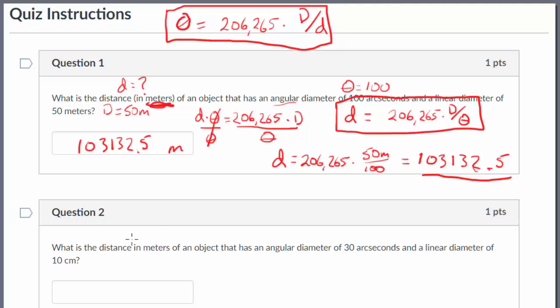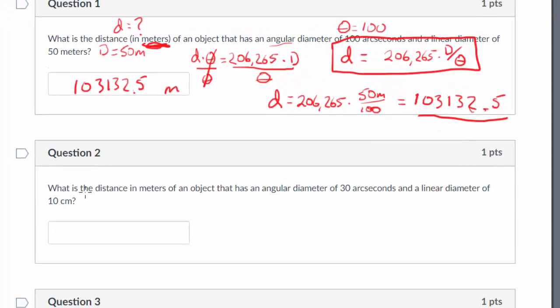All right, so this will be a little easier because this one's asking us for distance again. What is the distance in meters of an object that has an angular diameter of 30 arc seconds and a linear diameter of 10 centimeters? So here we go. I'm being given theta equals 30 arc seconds. The linear diameter, capital D, is 10 centimeters.